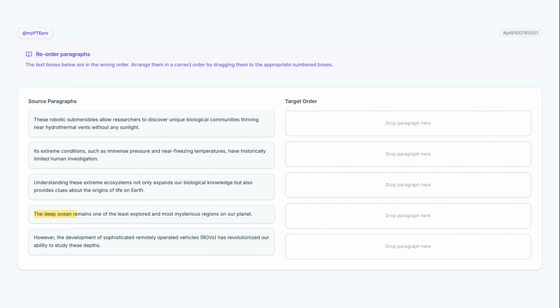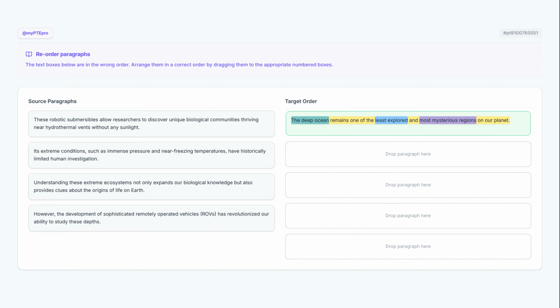The deep ocean remains one of the least explored and most mysterious regions on our planet. This sentence functions as the independent topic sentence because it introduces the general subject of the deep ocean without using any pronouns or transition words that require a preceding context. By describing it as one of the least explored and most mysterious regions, it sets a broad thematic stage for the more specific details that follow in the passage.